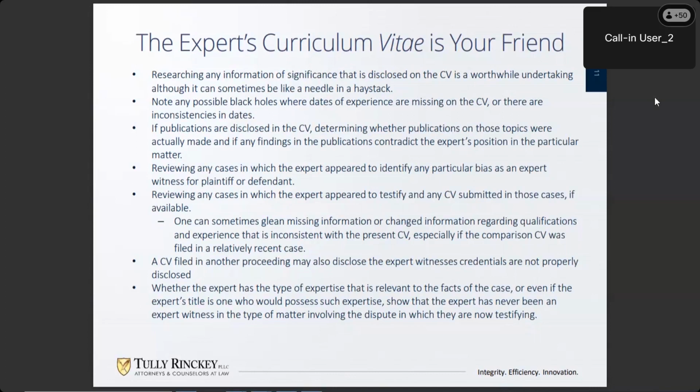In the curriculum vitae, there are a couple of things I look for. Possible black holes where dates of experience are missing, and inconsistencies in dates. If publications are disclosed in the CV, I determine whether those publications on those topics were actually made, and if so, whether they're an authority the expert is relying on, whether they actually state what the expert claims they state, or whether they contradict the expert's position in the particular matter, or relate to different factual scenarios that are not present or not similar circumstances.